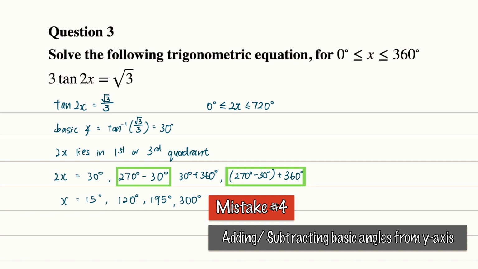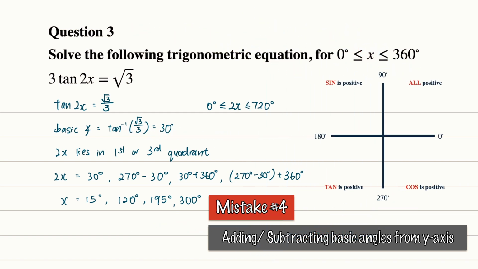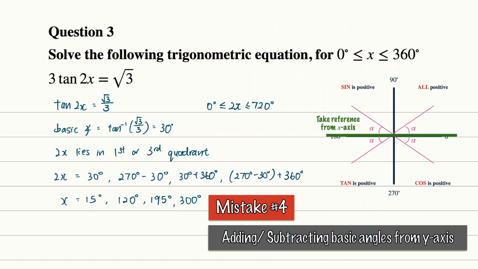This is a truly avoidable mistake. Now always take reference from the x-axis, meaning if you would like to find the angle in the first quadrant, always take 0 plus that basic angle. If you like to find the angle in the second quadrant, take 180 degrees minus that basic angle, so on and so forth. For the third quadrant, 180 degrees plus that basic angle, and in the fourth quadrant, 360 degrees minus that basic angle. So always take reference with the x-axis when you are finding the required angle.